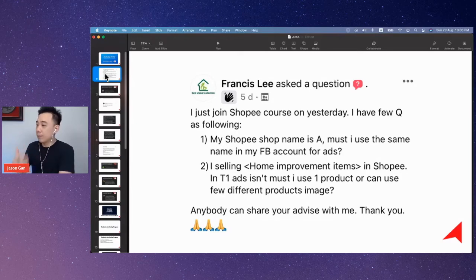So you're selling home improvement products on Shopee. And in tier 1 ads, isn't it a must to use one product? You're asking whether you want to use one product or combine multiple products. Now, based on our experience, if you have multiple products, of course, you can actually share multiple products.